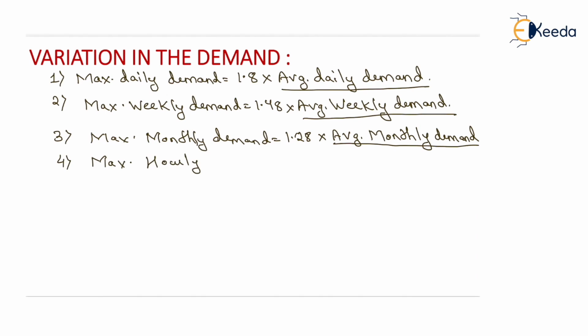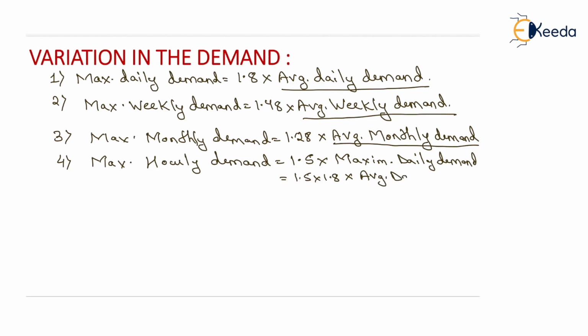Okay, now the next will be the maximum hourly demand. It will be equal to 1.5 times the maximum daily demand, which we had discussed in the first point. Now maximum daily demand will be equal to 1.8 times the average daily demand. Okay, now if we multiply 1.5 with 1.8, we will get the value of 2.7 times the average daily demand.